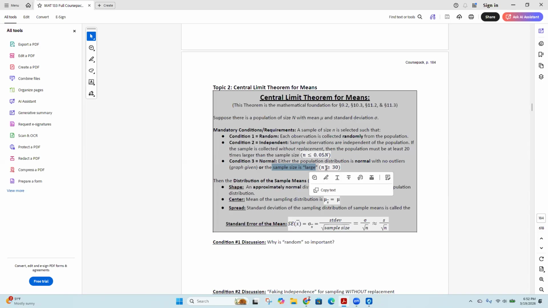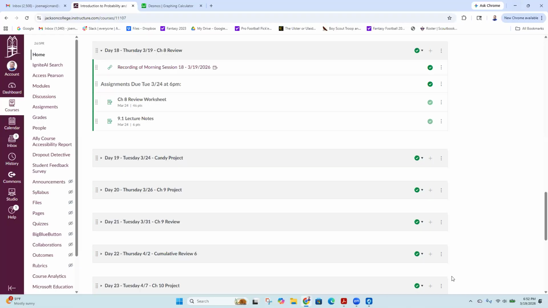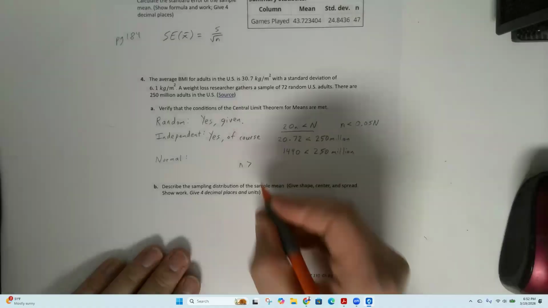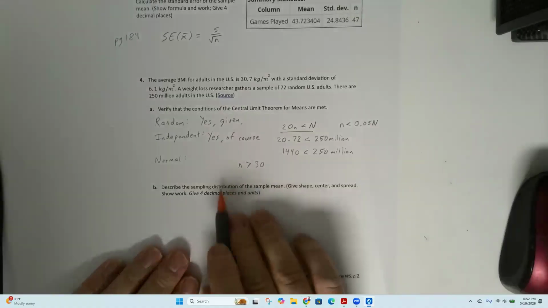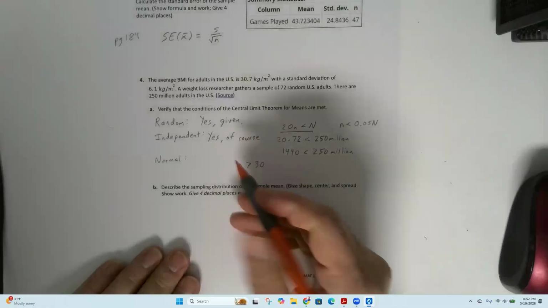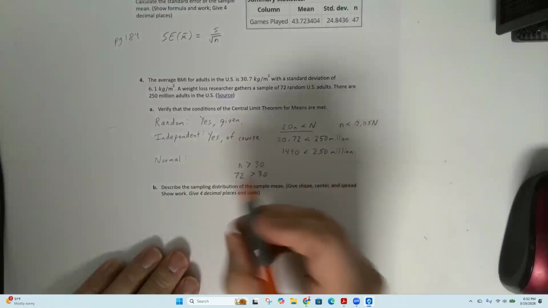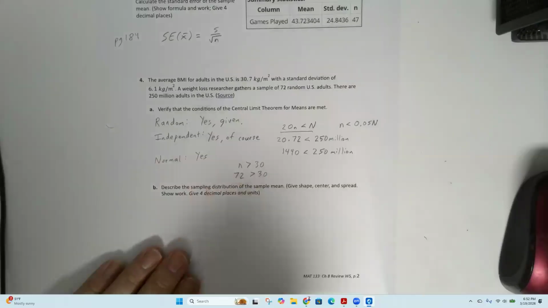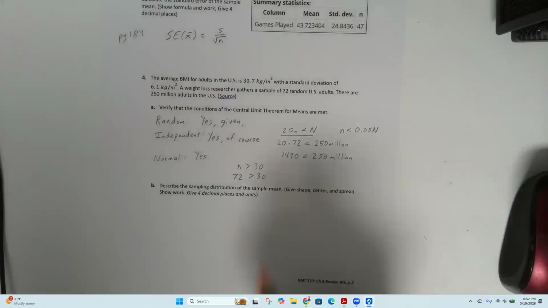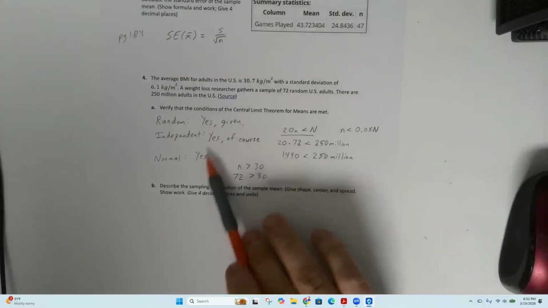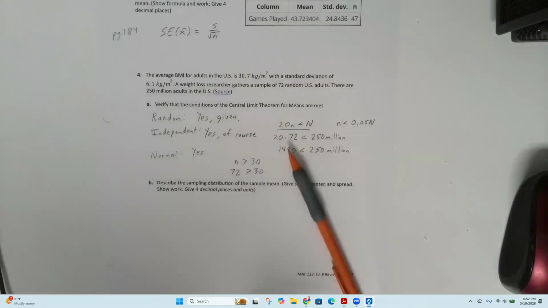N is greater than 30. We said that our n was 72. So is 72 greater than 30? Yes. Now, that gives us three yeses. So if you have three yeses, then we're good.